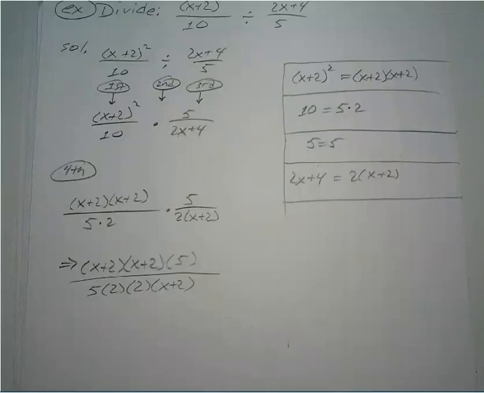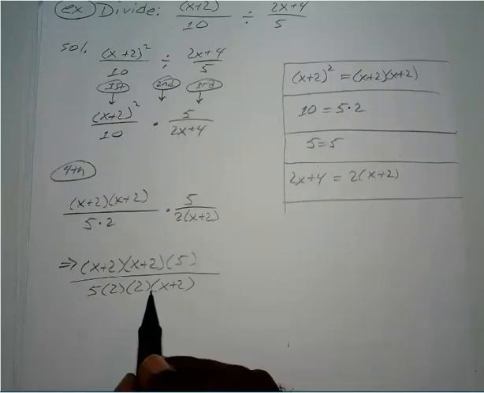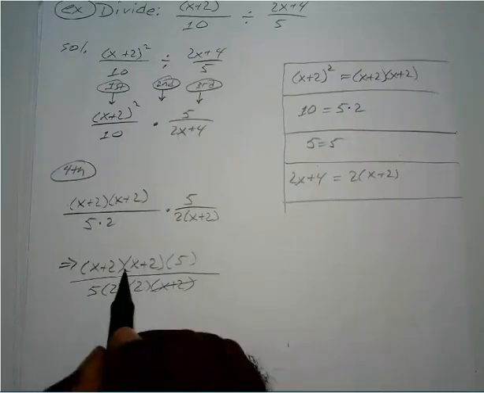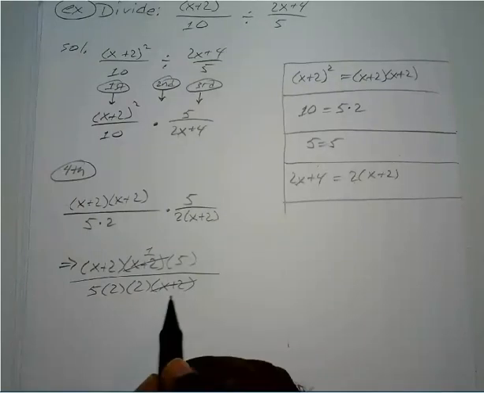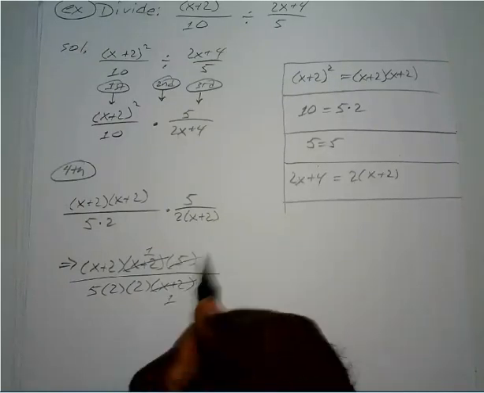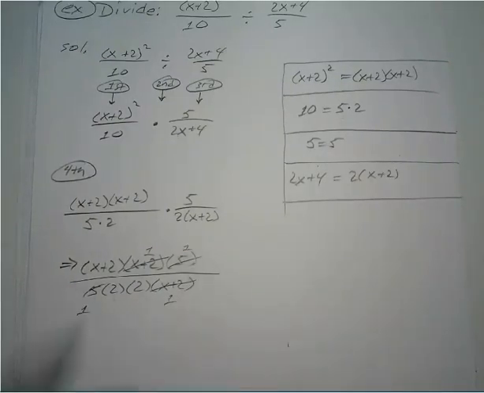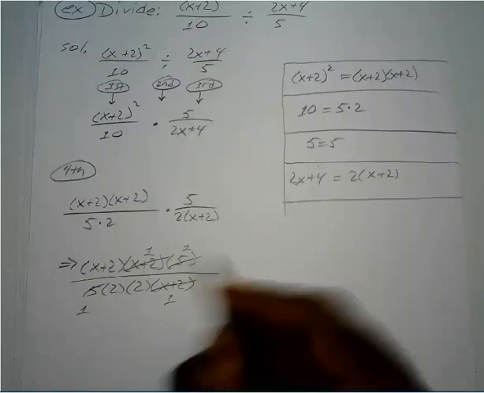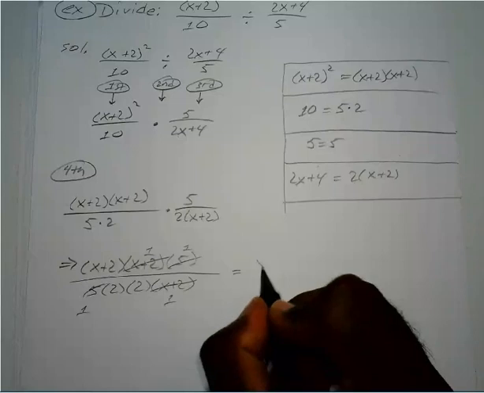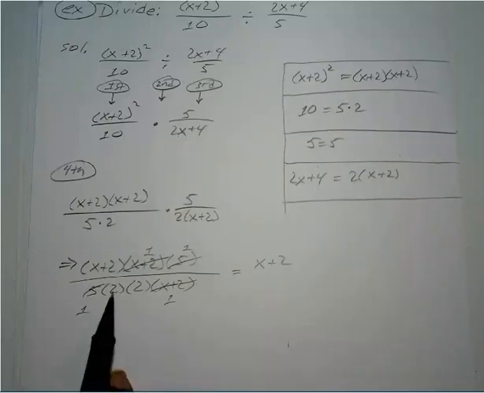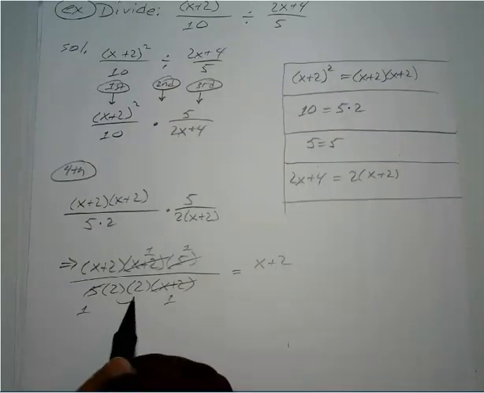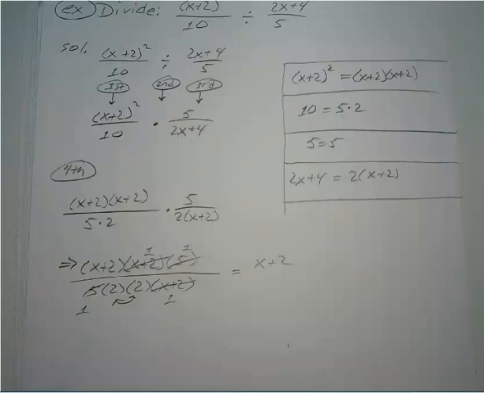We can see here, this x plus 2 and either one of those will cancel out. This 5 and this 5 cancel out. There's nothing else to cancel out. So you have x plus 2, and you have 2 times 2 here. Remember, you can combine those, so that gives you 4.